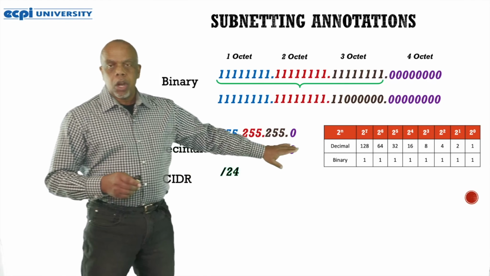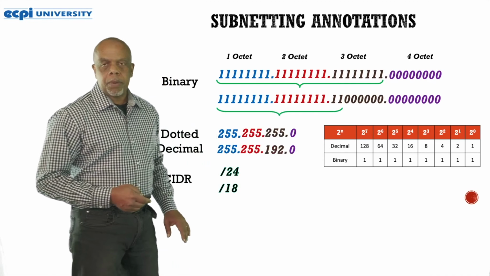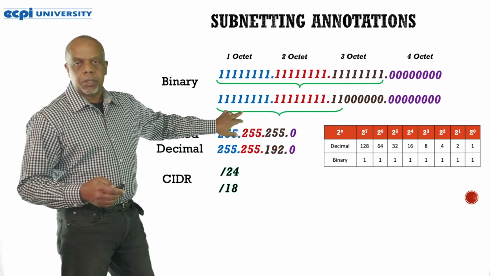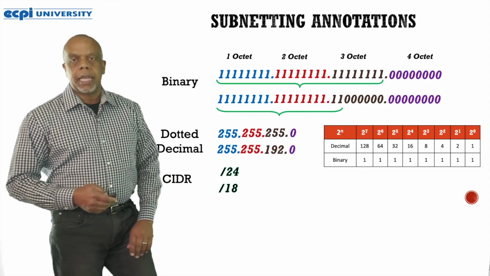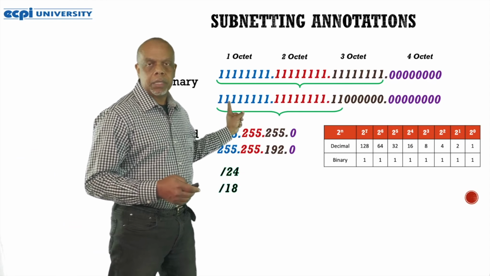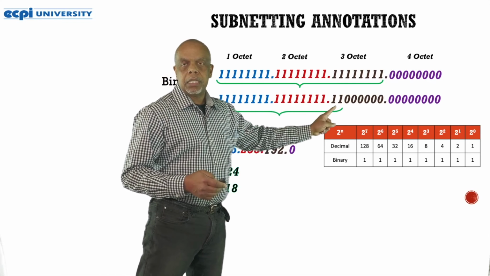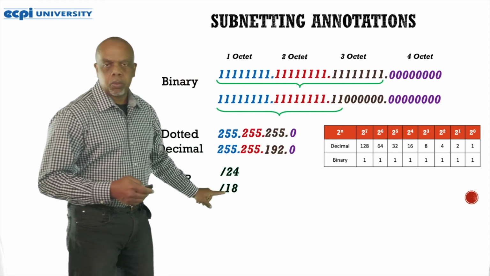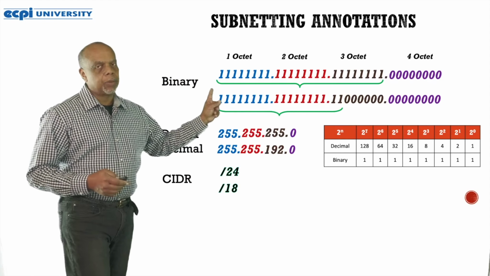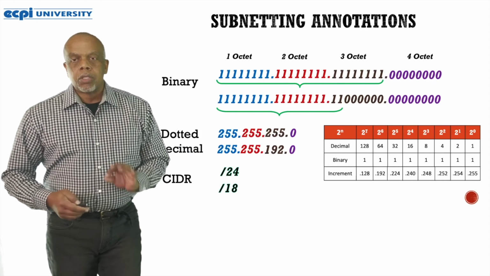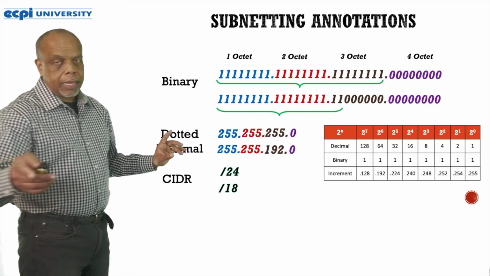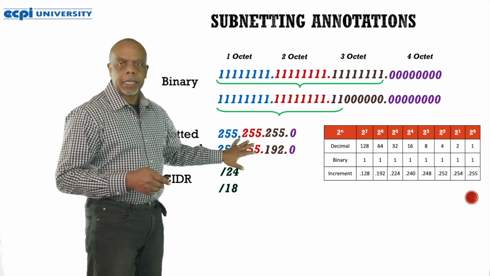All right, go into our chart here. By the way, if we do the CIDR, that gives us 18. Why? Because there are 18 ones. There's 8, 16, 17, 18. That's where that 18 comes from, just counting the ones. So how do we get that 192, you may ask? Good question. Let's talk about that.